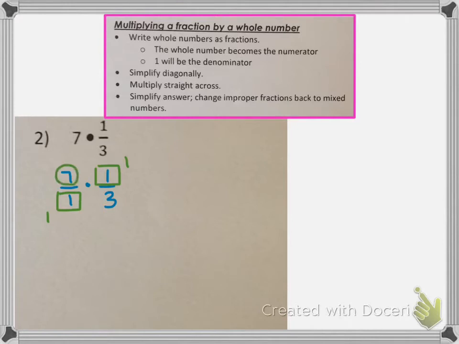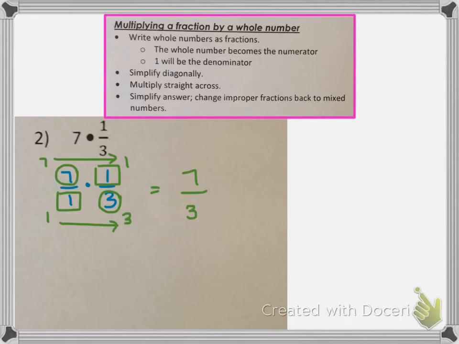Now I'm going to look at 7 and 3, and I'm going to ask myself, is there any number that can go evenly into both 7 and 3? And the answer is no. So I'm just going to write 7 and 3 on the outside of those little bubbles. And now we multiply straight across, numerator times numerator. So I have 7 times 1, which is 7. And then we do denominator times denominator, 1 times 3, which is 3.